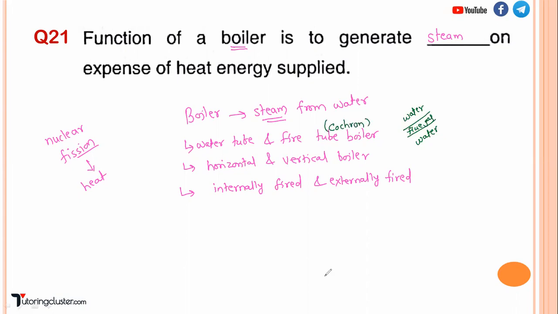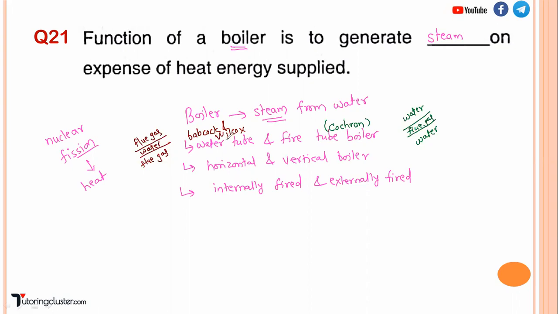Now, when we talk of a water tube boiler, of course inside the tube there will be water and the flue gases will be around it. What is an example of a water tube boiler? It can be the Babcock and Wilcox boiler.